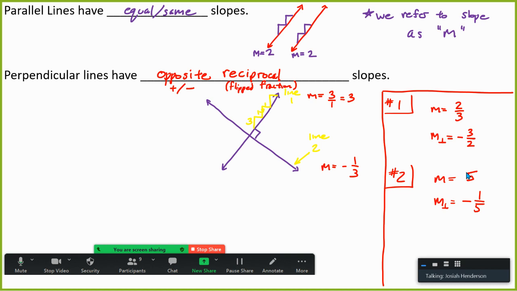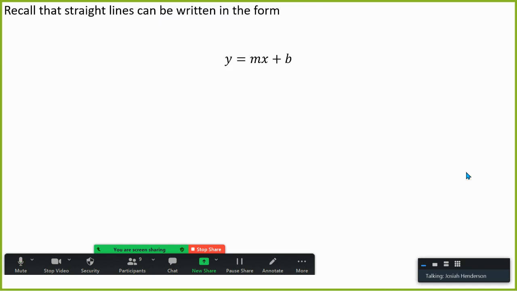Let's look at a more nuanced problem now. Okay, here we go. Oh, okay. One more thing before we jump into that, I want to go over this with you guys. So recall that straight lines can be written in the form below: y equals mx plus b.